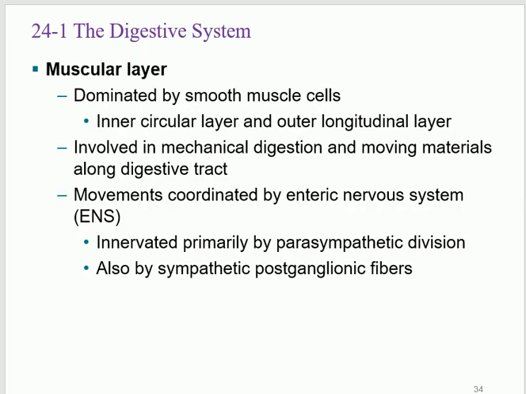Here are the muscles, and again, it is inner circular and outer longitudinal. It's all about the position. Inner circular, outer longitudinal, irrespective of how it looks. Let me ask you this question. Sympathetic versus parasympathetic: which one increases the muscle activities of the digestive tract and which one decreases the muscle activities?